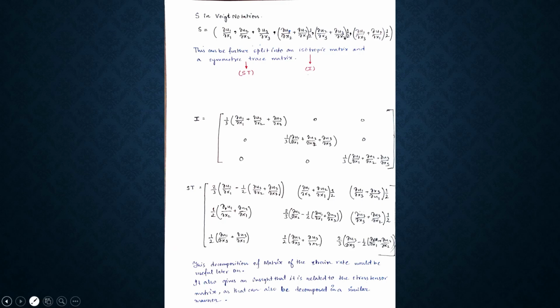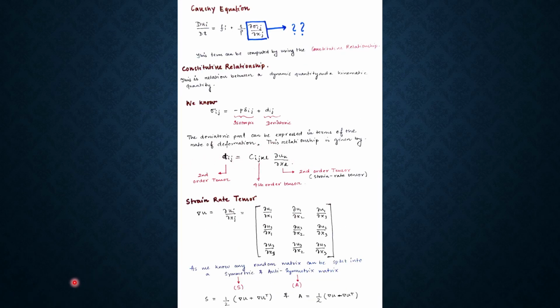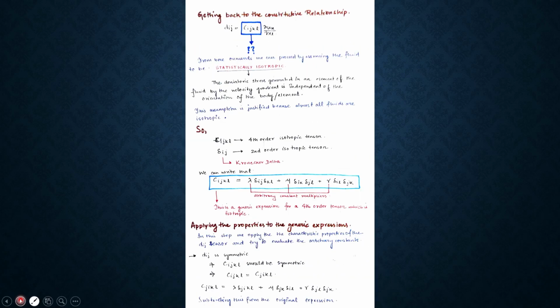So now let's get back to the constitutive relationship, that is this. Now how to find this Cijkl that I have shown over here? This can be done by assuming that the fluid is statistically isotropic. What it means is that the deviatory stress generated in an element of the fluid by the velocity gradient would be independent of the orientation of the body element. This assumption is also justified because almost all of the fluids that we know are isotropic. Okay, careful on this: almost all fluids, not all fluids.